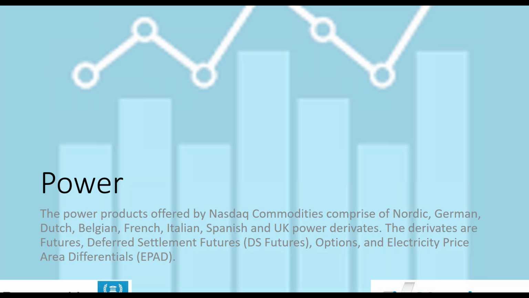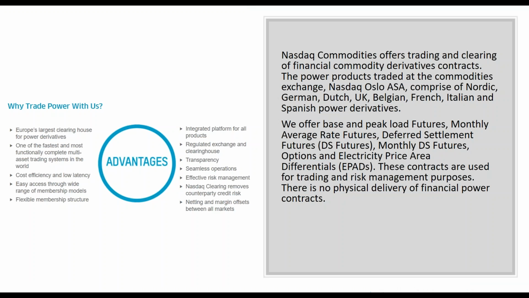Now, under the power sector, the power products offered by NASDAQ Commodities comprise Nordic, German, Dutch, Belgian, French, Italian, Spanish, and UK power derivatives. The derivatives are futures, deferred settlement futures, options, and electricity price area differentials. So you have many choices of other ways to trade than standardized buying and selling of standard energy contracts.